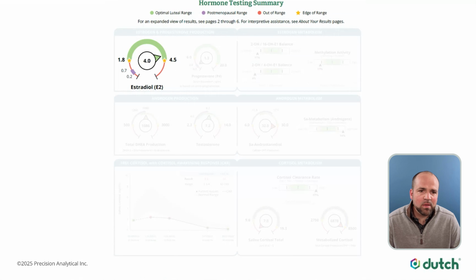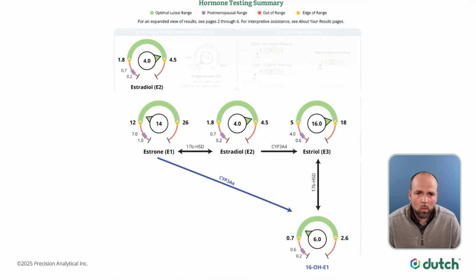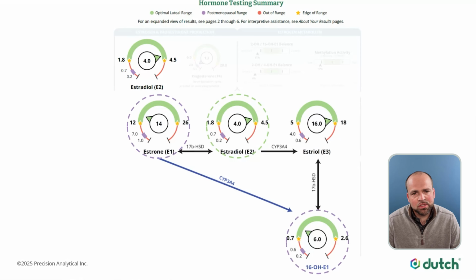So the first element is estradiol. As we look at estradiol on the summary page, we can see for this patient that the estradiol is on the higher side of normal, but there's a deeper story to be told when we get to page 2. So we can see estradiol, but we can also see two estrogenic metabolites, E1 and 16-hydroxy E1. These both have less estrogenic impact than estradiol, but more than the other metabolites.